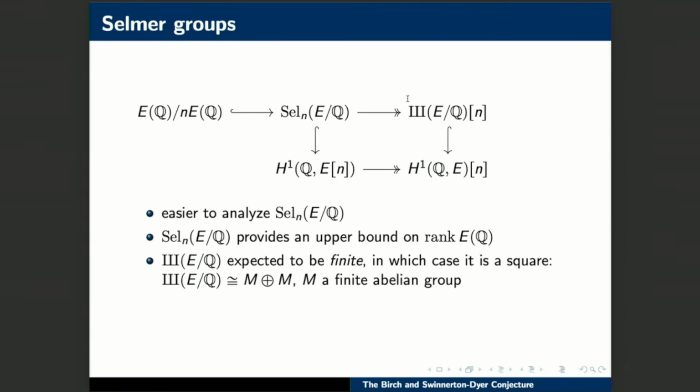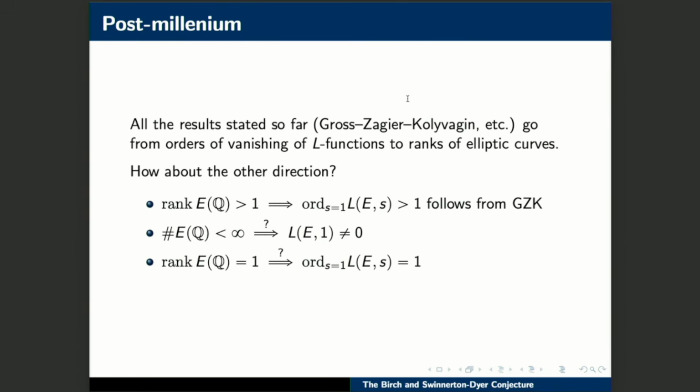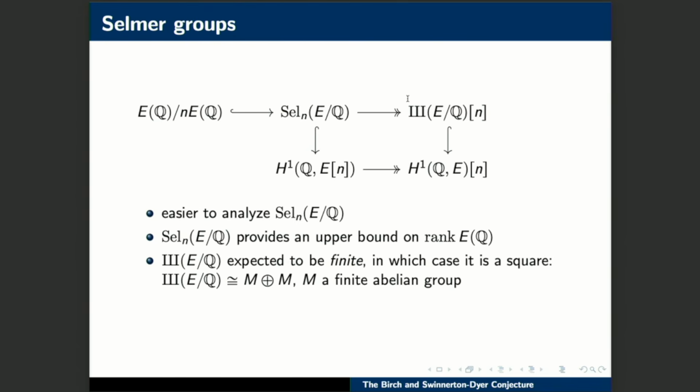How do we study rational points on elliptic curves? Through something called Selmer groups. And I promise that this is the only time I'll have a commutative diagram on a slide. So you want to study the rational points, which we know is a finitely generated group. And we can look at the group modulo n. That's now a finite set.